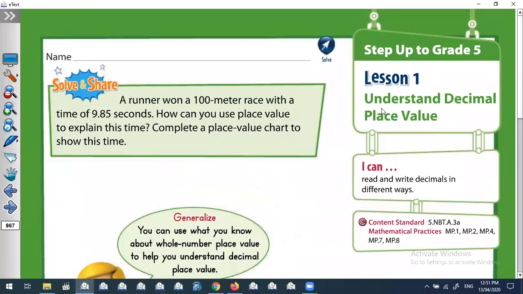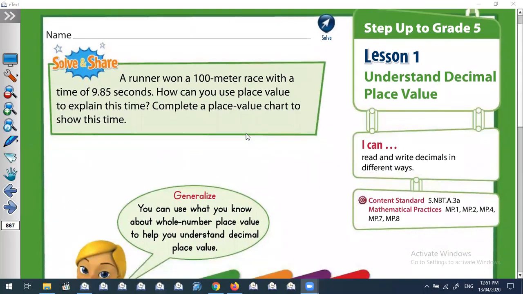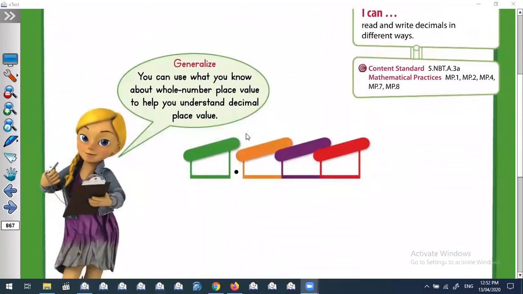How are you today? Our lesson today is lesson 1 of Step Up to Grade 5. Understand decimal place value. In this lesson, we are going to understand the decimal place value, or we are going to deal with the decimal point. First, we need to know what is the meaning of decimal number.